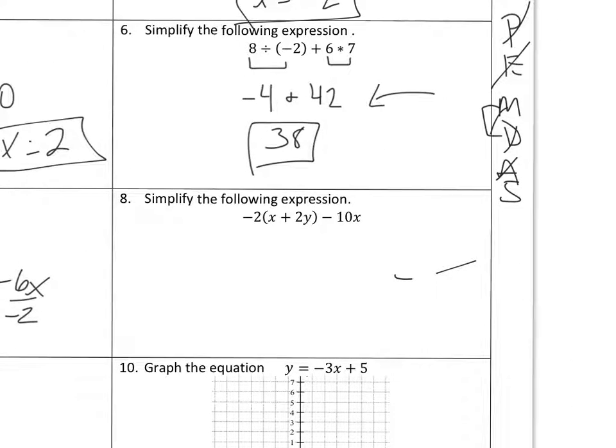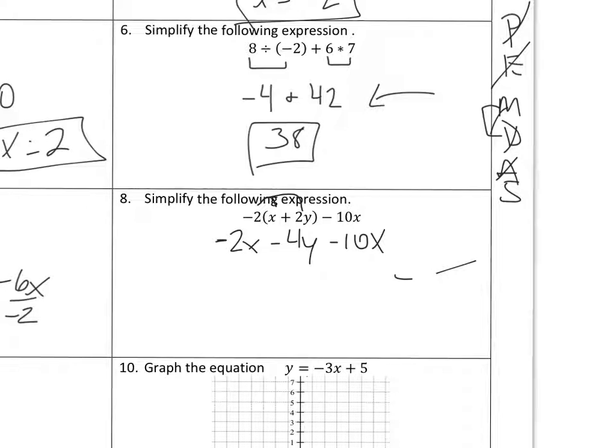Question 8, simplify the following expression. Well, if you notice, we have a negative 2 out front of the parentheses, so we can distribute this negative 2. Negative 2 times x is a negative 2x. Negative 2 times a positive 2y is a negative 4y. And then just rewrite that last term, negative 10x.